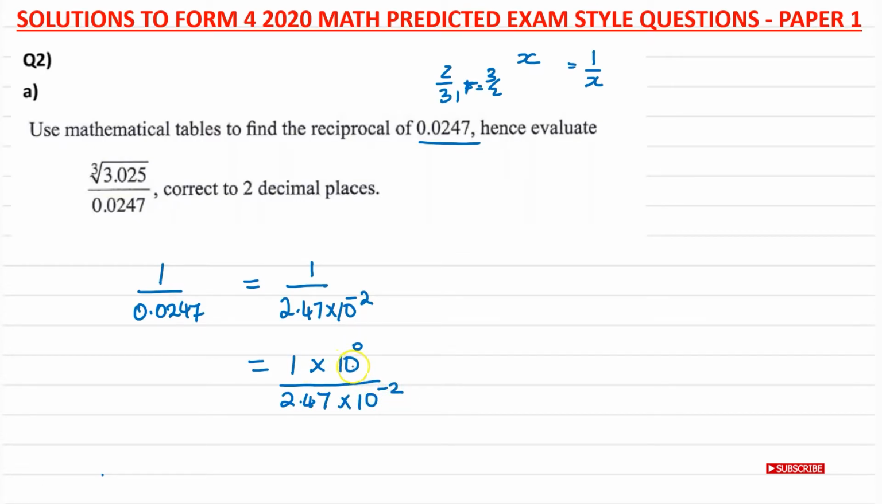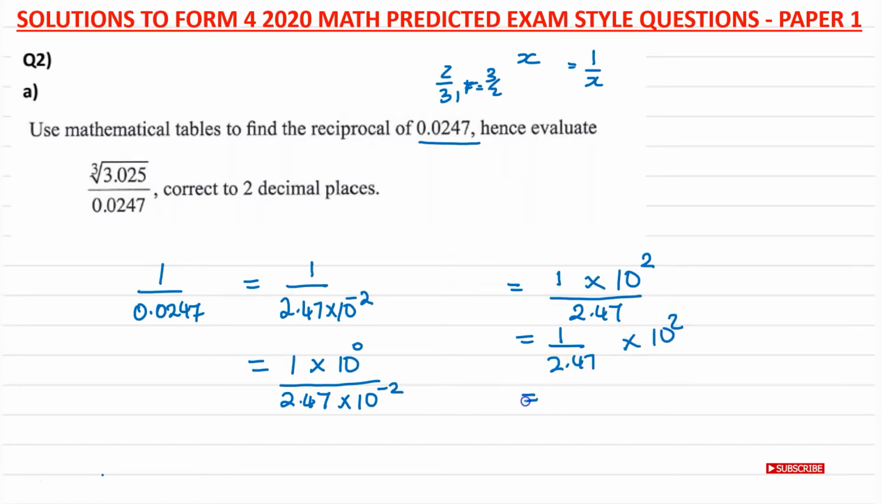What do we do with indices when we divide? We subtract the powers. So I've got here powers of tens. For the numerator, 10 to the power 0, 10 to the power negative 2. I can subtract the powers. So I can go ahead and do 1 times 0, take away negative 2. So that becomes positive. So now I have 1 times 10 to the power of 2, and I still have my 2.47 here. So now I can go ahead and do 1 over 2.47 times 10 to the power 2.